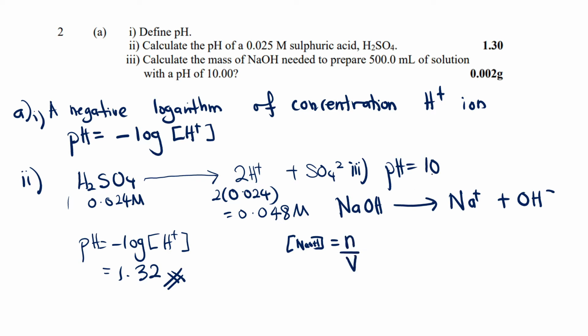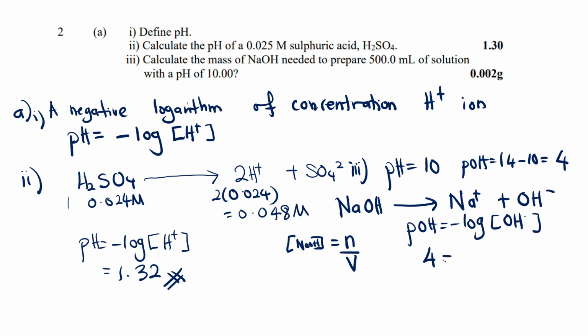Here pH is equal to 10, so we need OH minus. We will calculate pOH. pOH is equal to 14 minus 10 equal to 4. So we can calculate the concentration of OH minus using pOH equal to negative log concentration OH minus. So 4 is equal to negative log concentration OH minus. The concentration of OH minus is 1 exponent negative 4 molar, which is the concentration of NaOH.